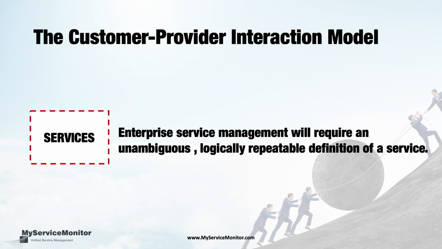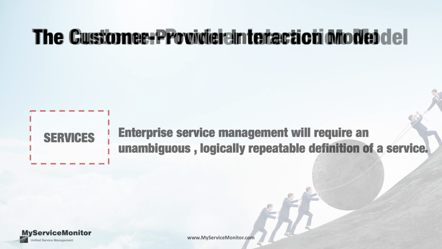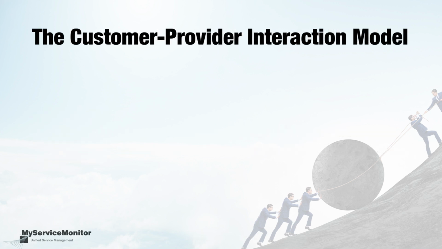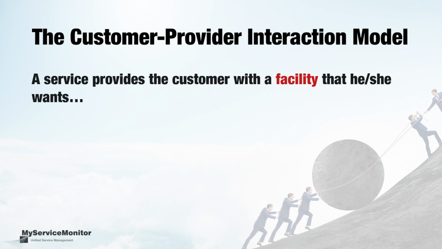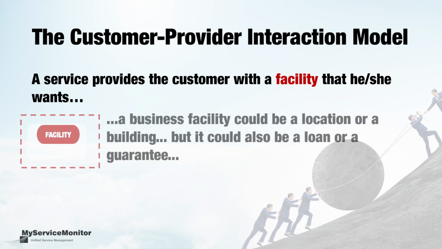As we said, enterprise service management requires an unambiguous, logically repeatable definition of a service. So remember we talked about those facilitating disciplines? A service provides the customer with a facility that they want or need. Now, when we say a business facility, we sometimes think of a location or a building, like an office building, a hotel, or a manufacturing plant.